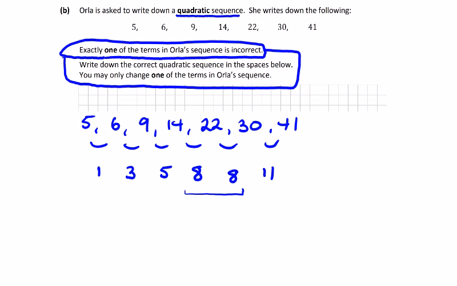So 1, 3, if this was a 7, 9, what would we have? We'd have 1, 4, 14 would jump to 21, and we wouldn't need to change 30. Obviously we can only change one term. 30 would stay the same, so that works for us. Change 22 to 21. So just write out what you would write out if it was a real quadratic sequence and see can you find the mistake.